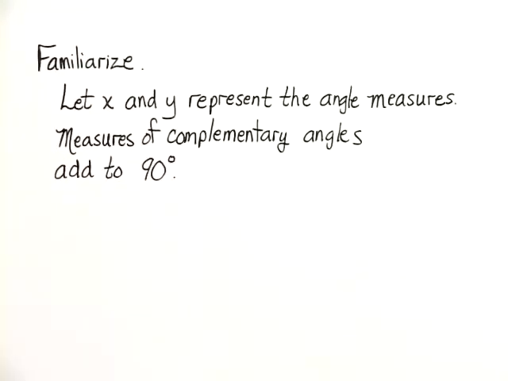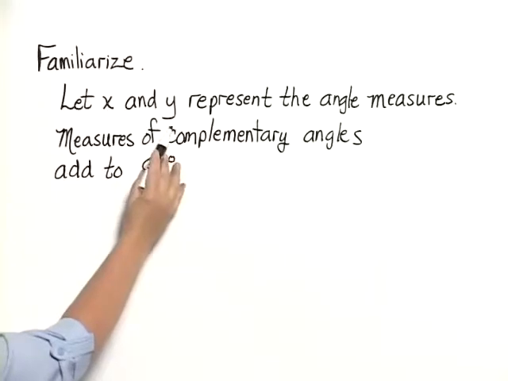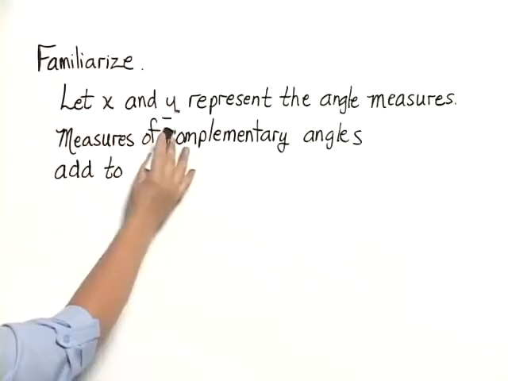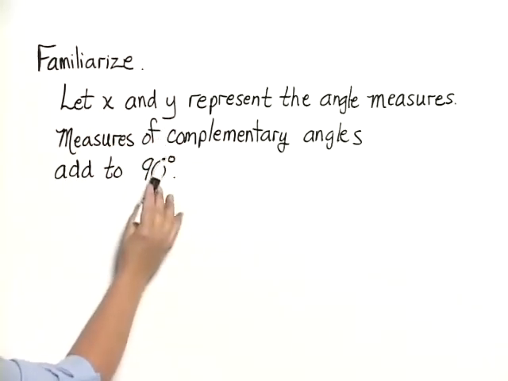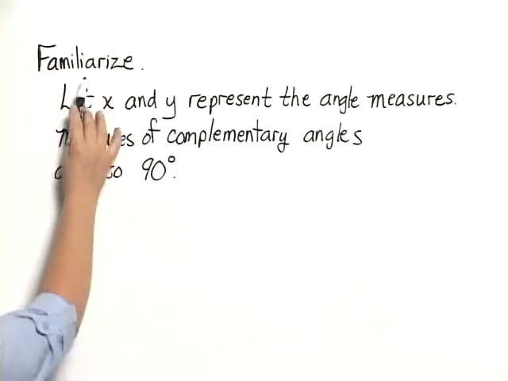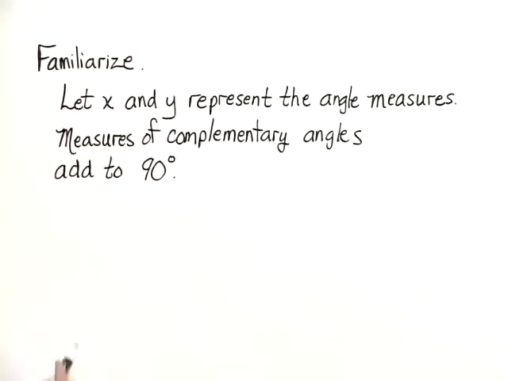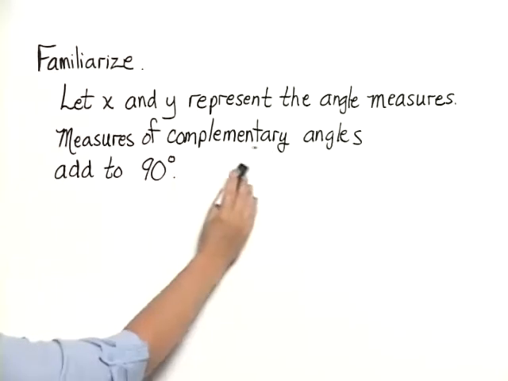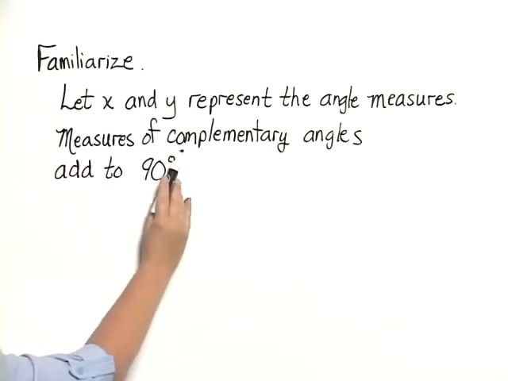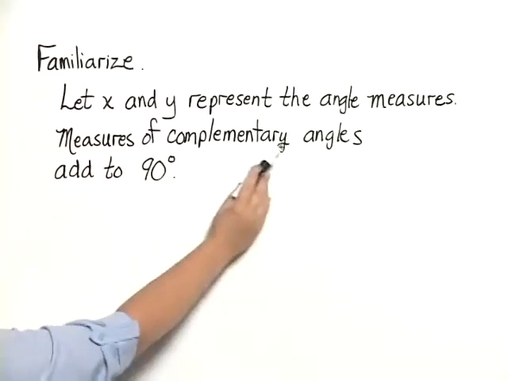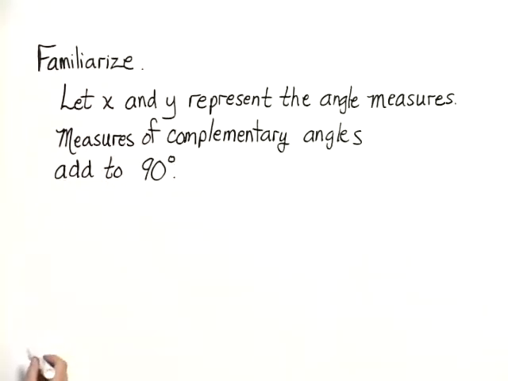ourselves with the situation. First of all, let's let x and y represent the angle measures. Then we'll know what x and y represent as we work through the problem. And second, when we familiarize ourselves with the problem situation, if we don't remember what the word complementary means, we need to look that up. And measures of complementary angles add to 90 degrees. That's going to actually give us the first equation in the translate step.